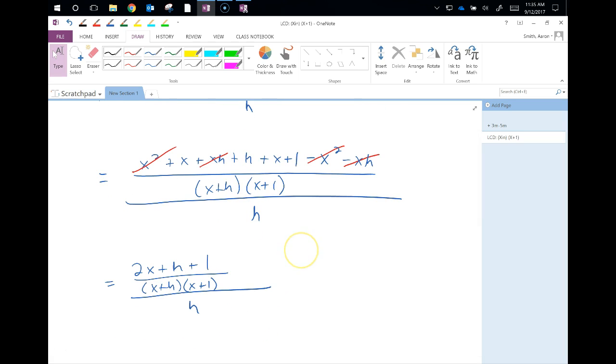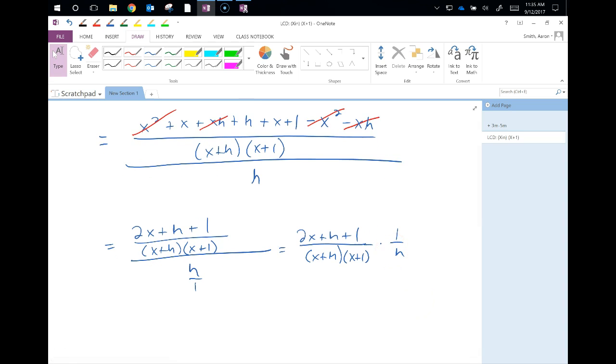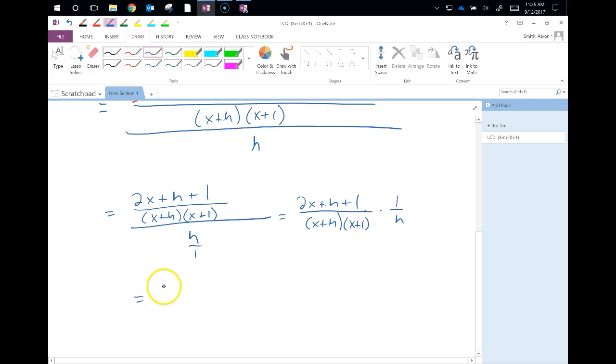So I've gotten it down to one fraction in the top. Well, once I have it down to a fraction over a fraction, I can think of h as h over 1. I can divide the two. And dividing fractions, as I always say, is easy as pie. Just flip the second fraction and multiply. So times 1 over h. And there are no factors to cancel anywhere, so I just multiply straight across. 2x plus h plus 1 over h times (x plus h) times (x plus 1), and that's the best we can do.